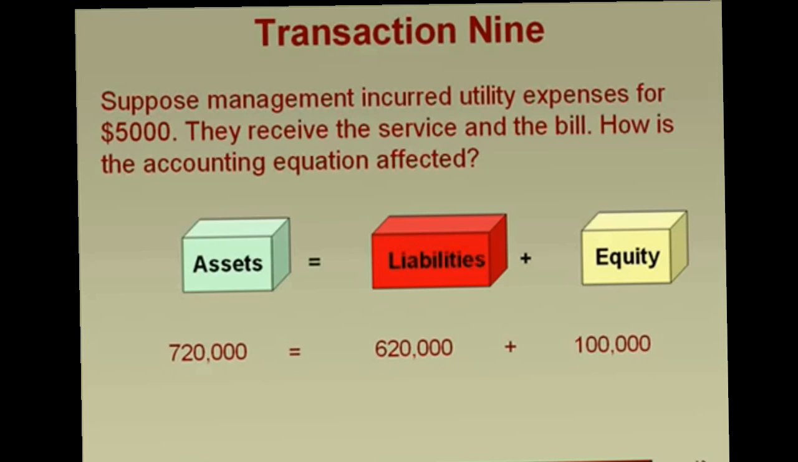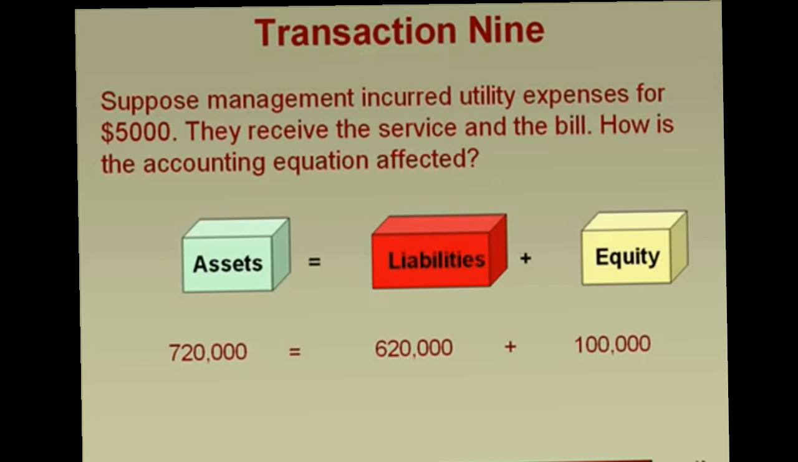Remember, no cash has been paid. So assets are not impacted. But you owe money to a supplier. You call the supplier accounts payable. So accounts payable has increased by $5,000. Accounts payable is a liability. So liabilities increased by $5,000.